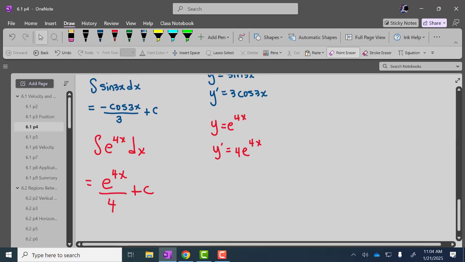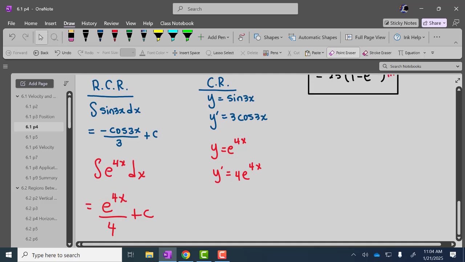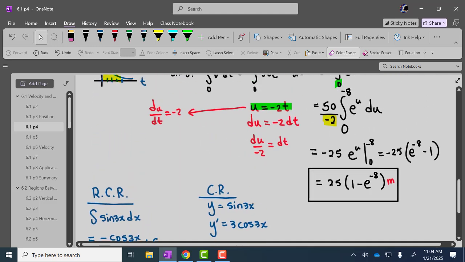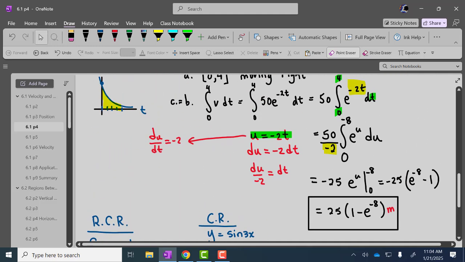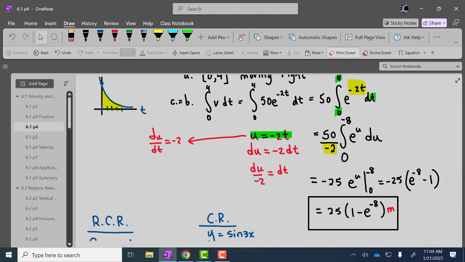So RCR, reverse chain rule, works whenever you could do substitution where the substitution is a linear function. So this function right here is a linear function, right? The power of t is 1.